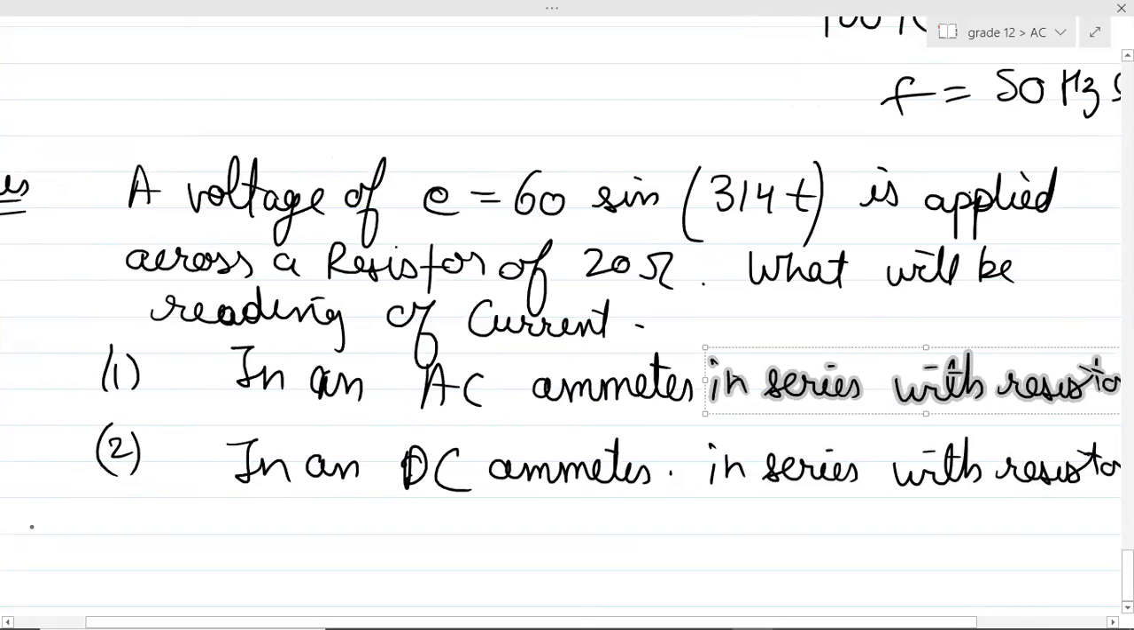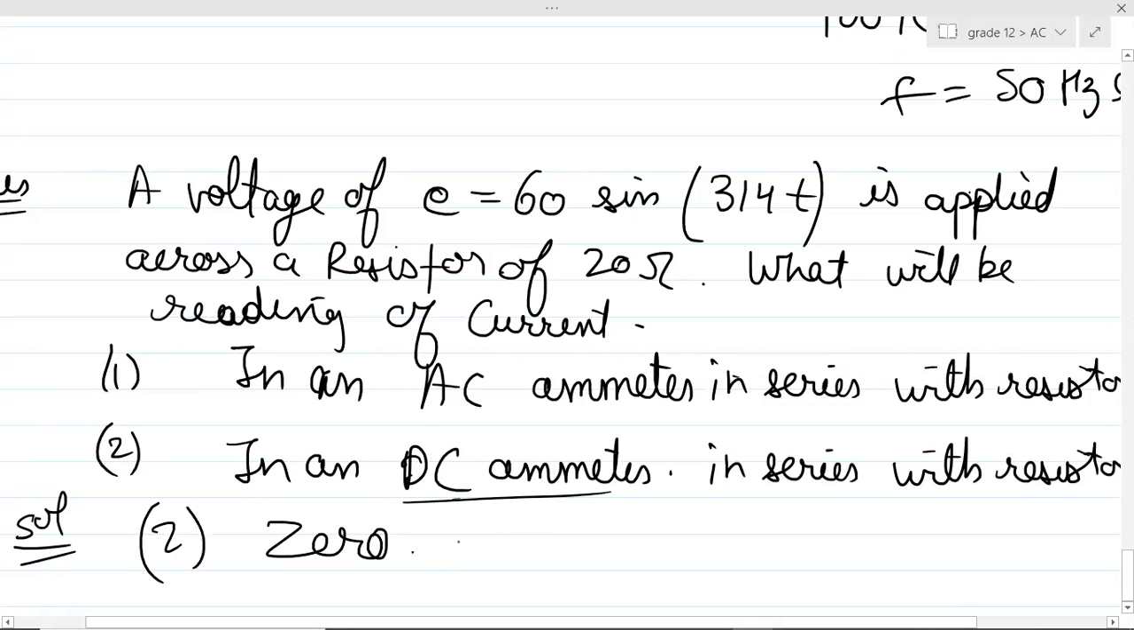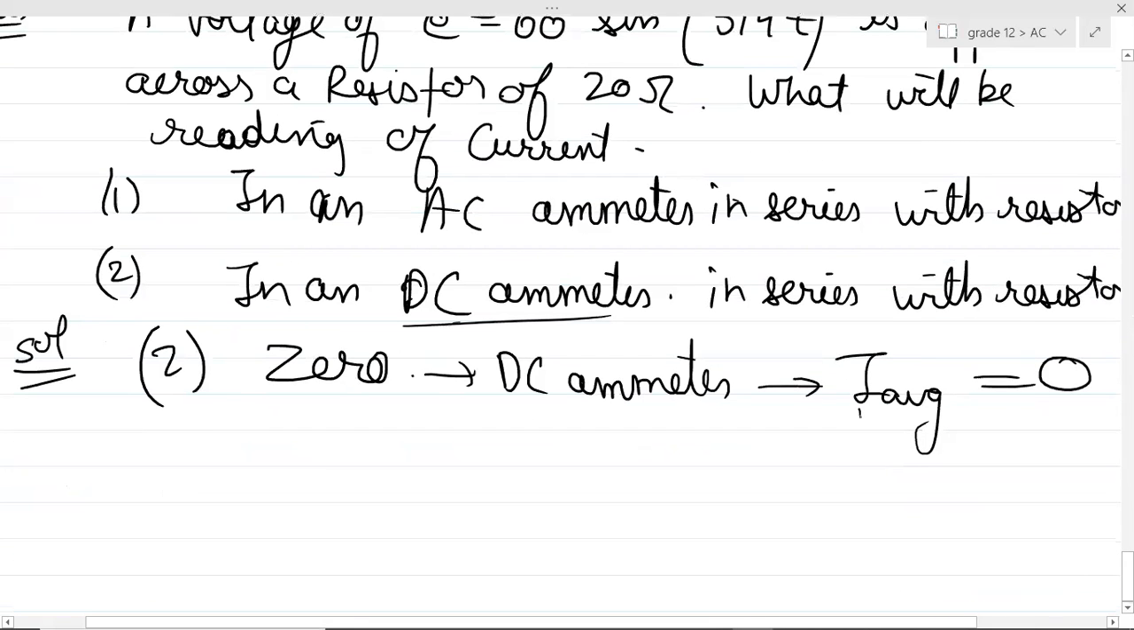What is the answer for the second part of the question? Will it be zero? It is zero. The solution to the second part is basically zero, because an ordinary DC ammeter reads I average, over a full cycle. So we said zero, right? Is it clear?